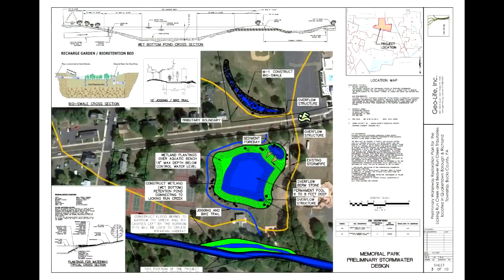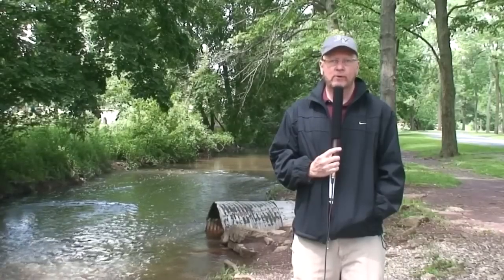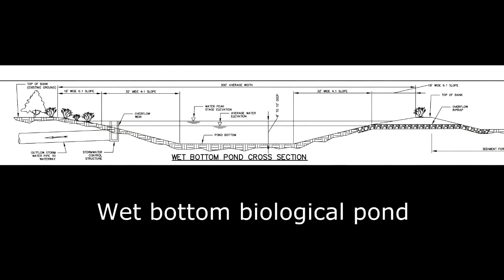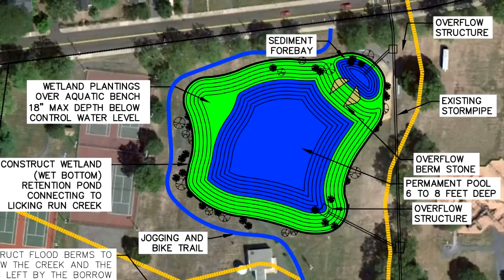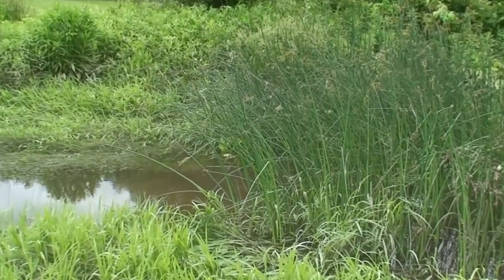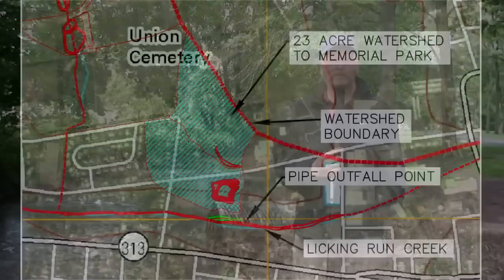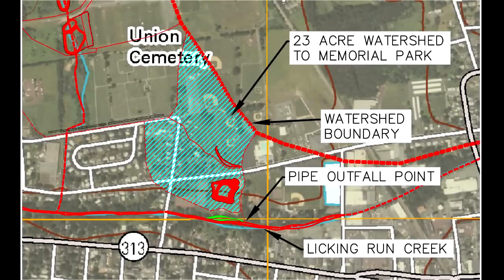What we're proposing is to take this pipe offline and put a large stormwater wet bottom retention pond in the middle of the park here that will treat this stormwater runoff before it flows to Licking Run Creek. This wet bottom biological pond will have littoral zones all the way around the shoreline that will provide wildlife habitat and areas of wetland plantings so that the plantings can be used to absorb the pollution that flows from this 23 acres north of Licking Run Creek here.